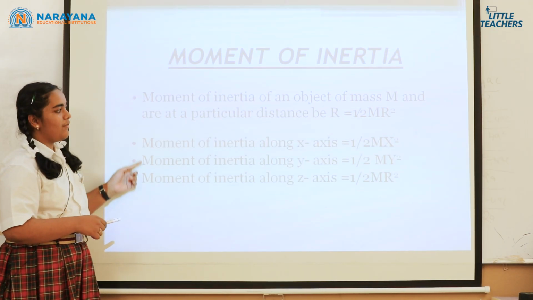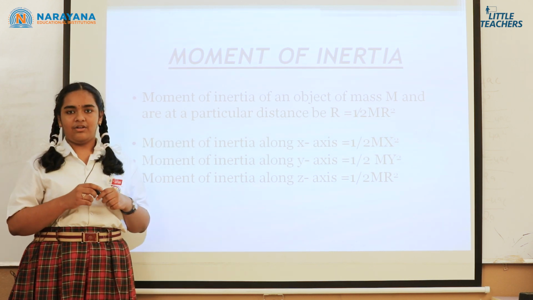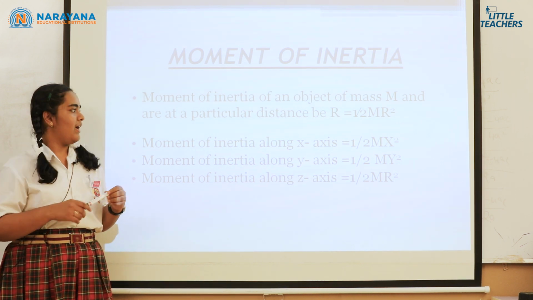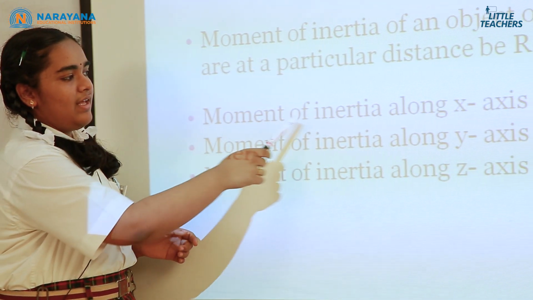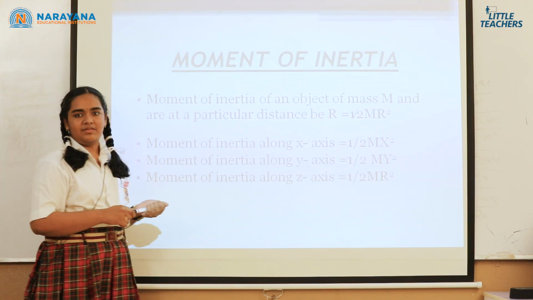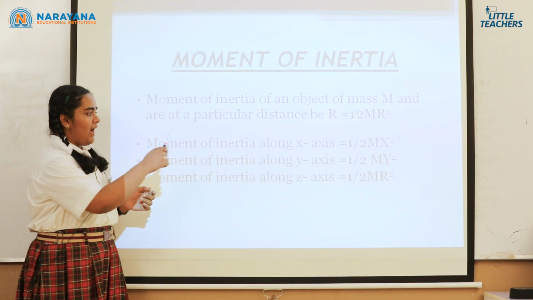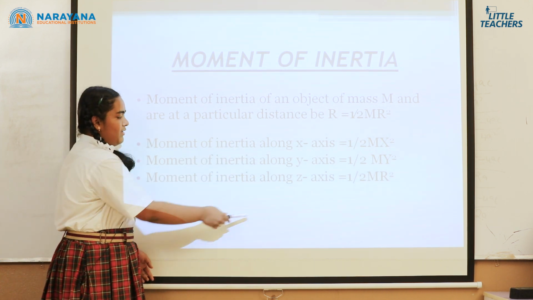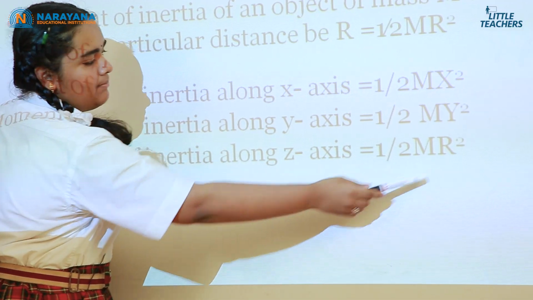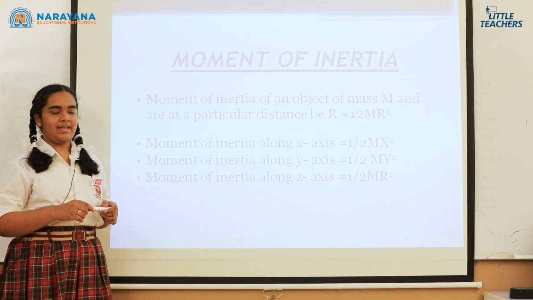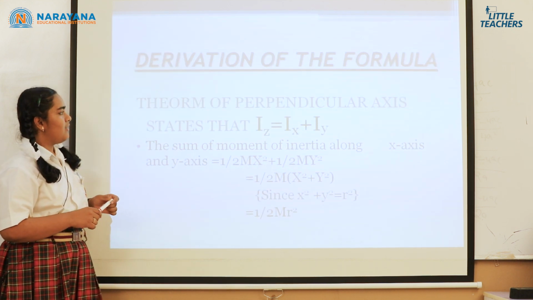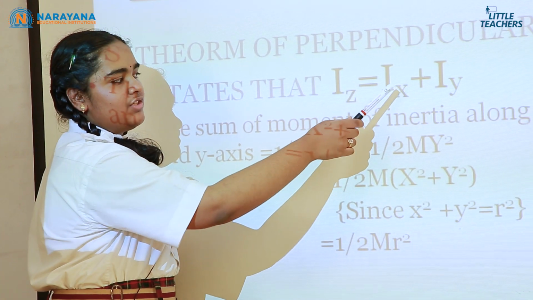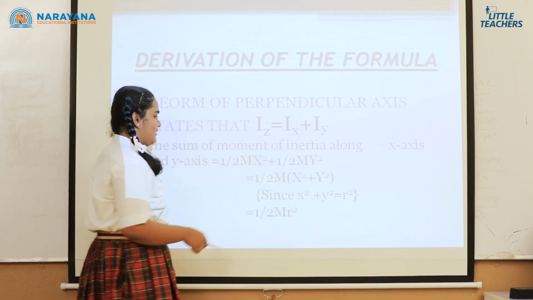The moment of inertia is generally defined when an object of mass m is placed at a distance r. The moment of inertia of the object is given by half m r square. Now, along the x-axis, as the distance made by the object with respect to x-axis is x, it is half m x square. With respect to y-axis it is half m y square. With respect to z-axis, it is half m r square, as the distance made by the object with respect to z-axis is r. So, according to the theorem of perpendicular axis, moment of inertia along z-axis is the sum of moment of inertia along x-axis and that of y-axis.